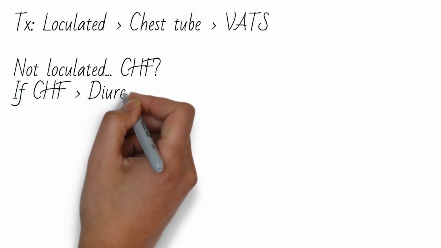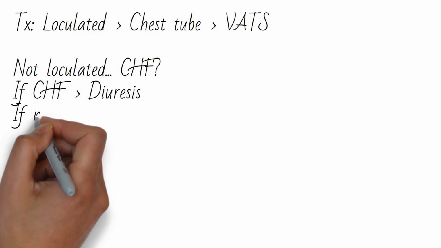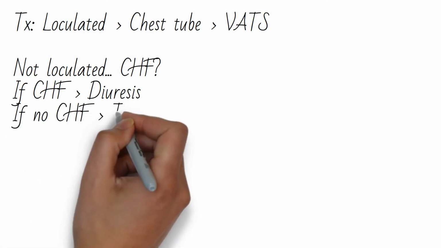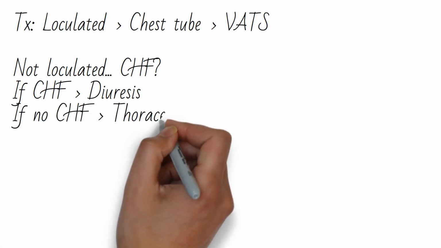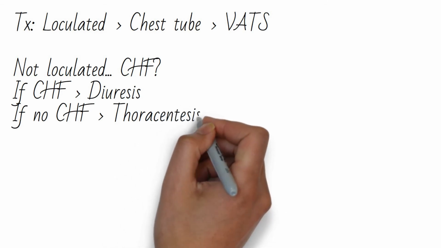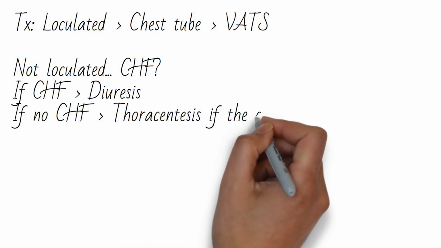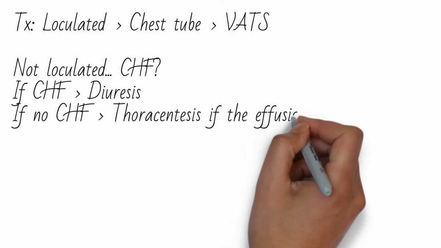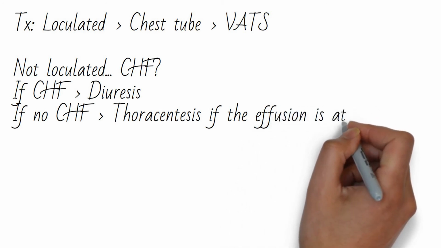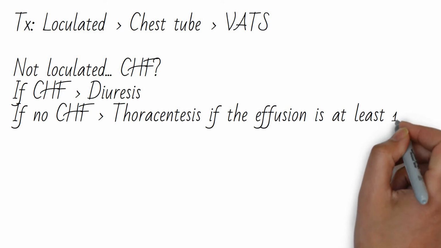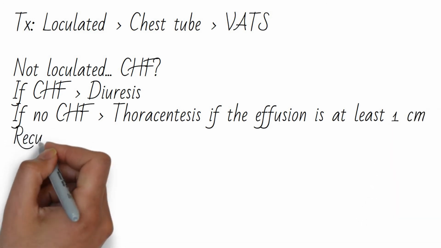If not loculated, treatment depends on whether the patient has CHF or not. If they have CHF, try diuresis first. If the patient doesn't have CHF, and the effusion is at least 1 centimeter, the patient should undergo thoracentesis to drain the fluid. Recurrence 2 to 3 times warrants pleural biopsy.